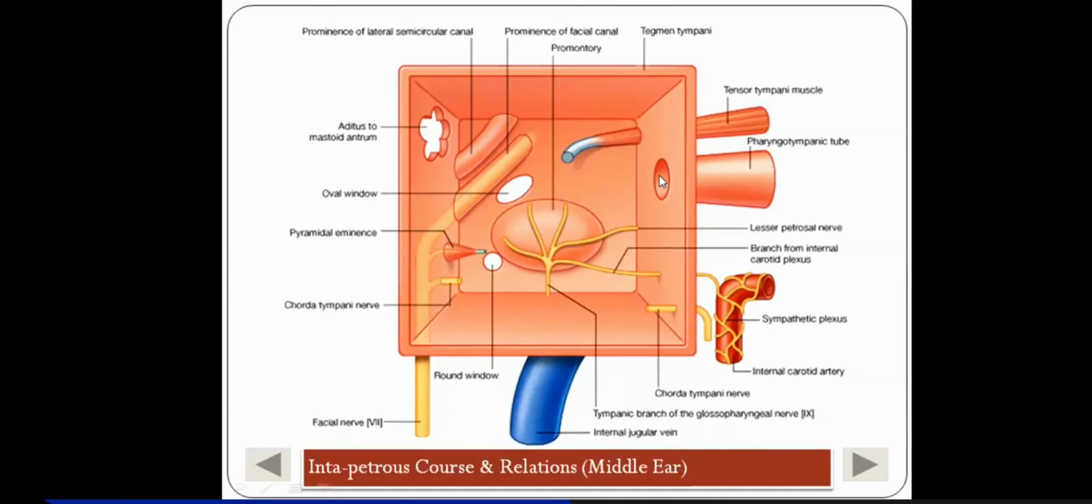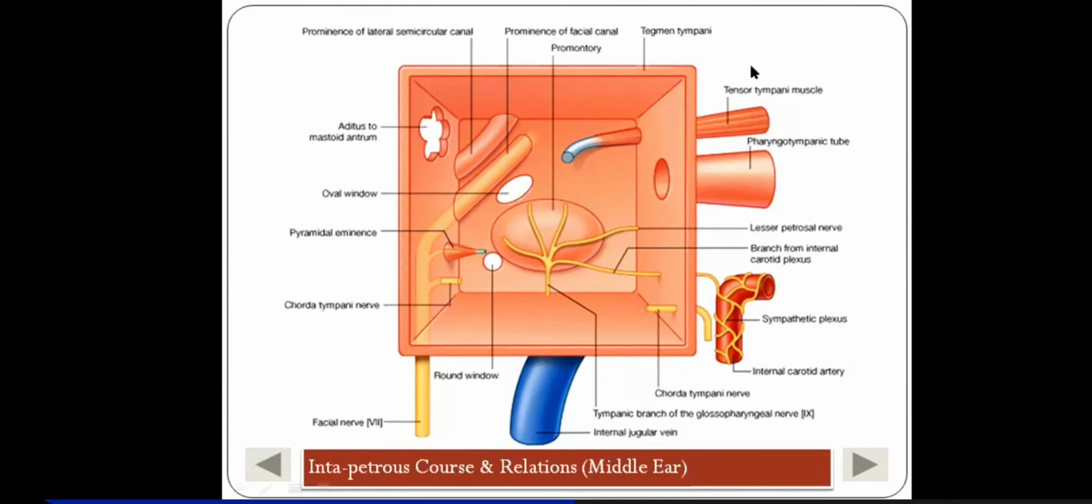See this cavity, this is a matchbox-shaped cavity, the middle ear cavity, and we're talking about the intrapetrous course of the facial nerve. You can see this is the medial wall of the middle ear cavity. Now what we are seeing is the right middle ear cavity from the lateral side. First have this orientation. We are seeing the right middle ear cavity from the lateral side.